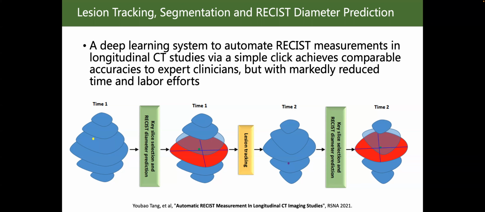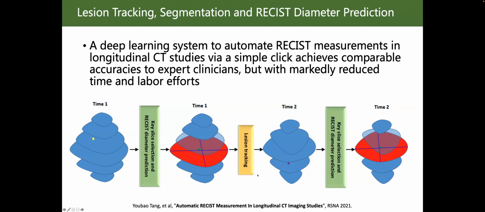So this deep learning system actually includes 3 key components. The first one is the key slice selection, and the second is the RECIST diameter prediction. The third one is the point matching or lesion tracking.